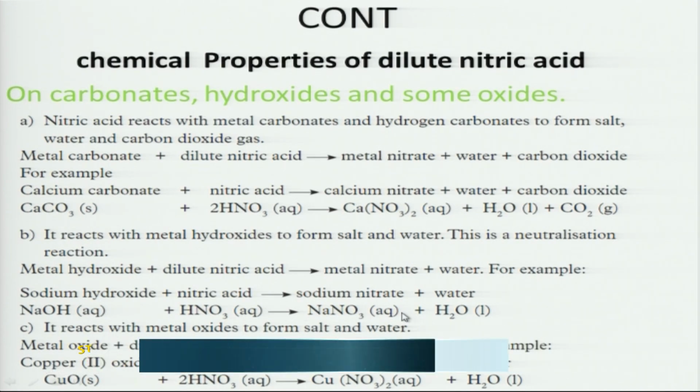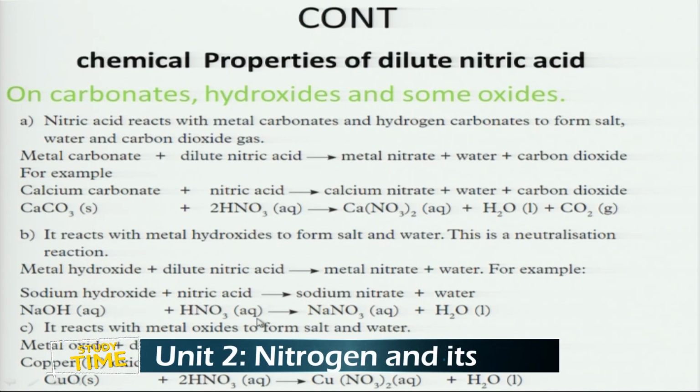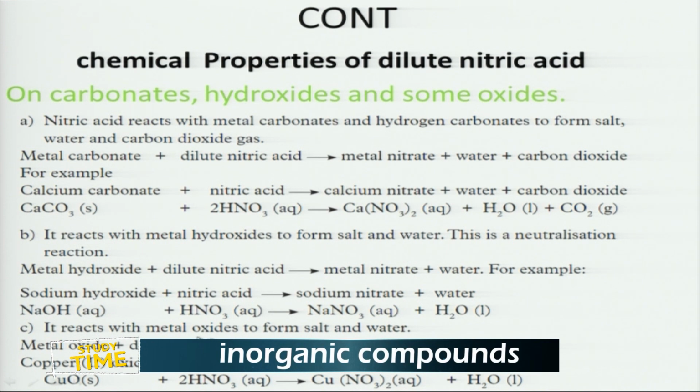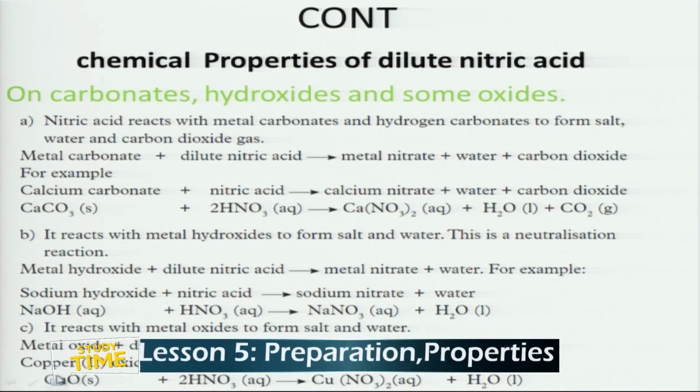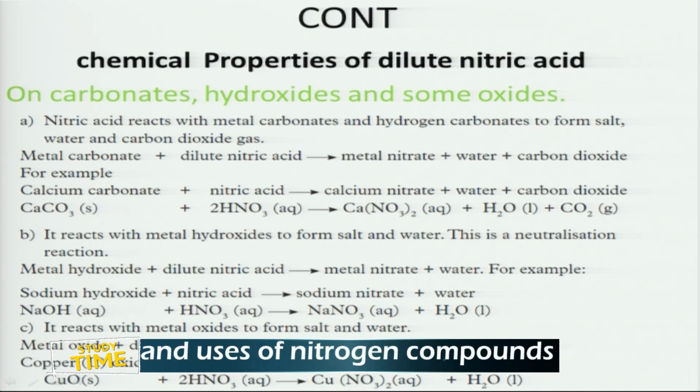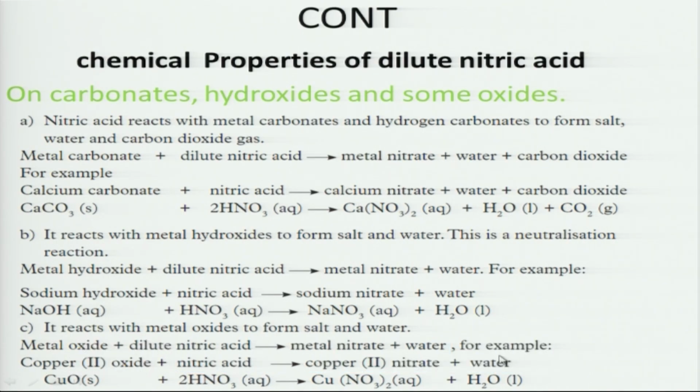So how about oxides? Any metal oxide plus dilute nitric acid, you get metal nitrate plus water. Take the example of copper oxide plus nitric acid, you get copper nitrate plus water. So any metal oxide will form salt and water. That's how the chemical property of dilute nitric acid behaves.